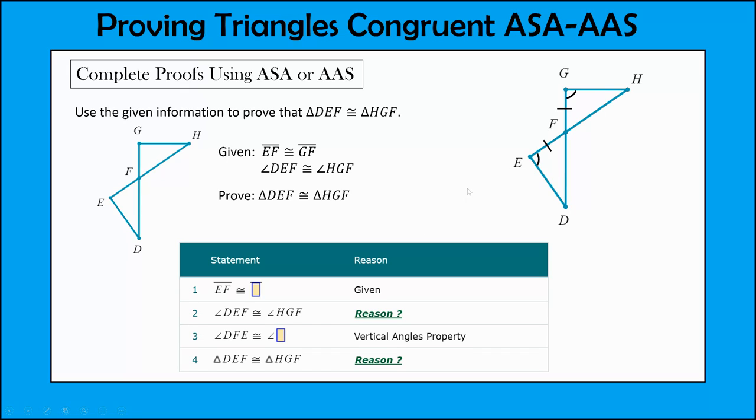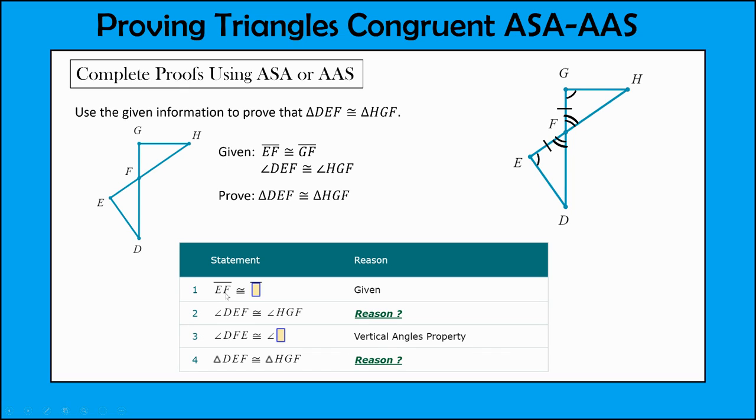Now I have to find out one more piece of information, and that comes from the drawing. You should be able to see that angle GFH and angle DFE are vertical to each other. And we know vertical angles are always congruent. So that's going to be our third fact that we need. And I'm going to have angle, side, angle. So now we go down here and fill out the proof.